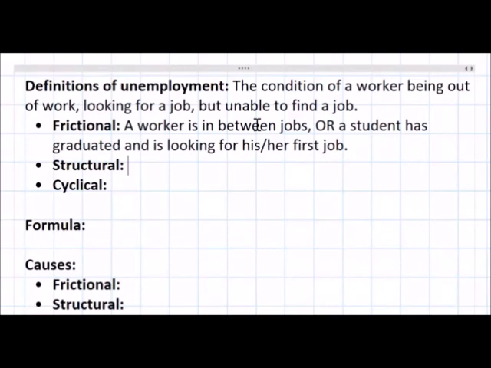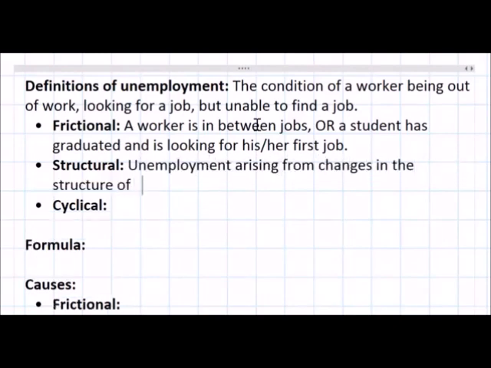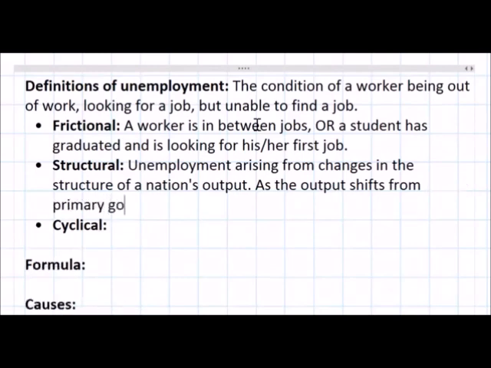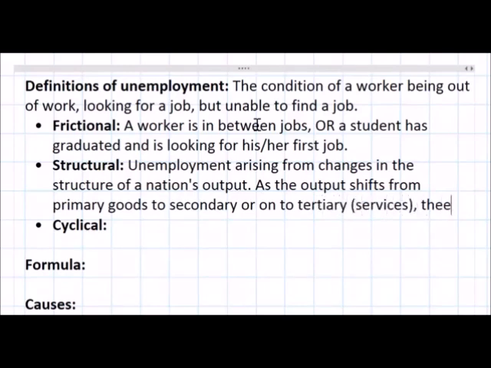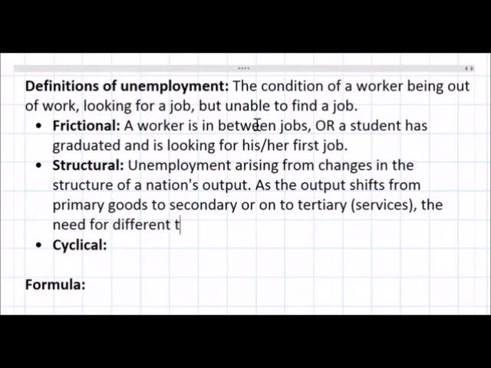A second type of unemployment that exists in every nation's economy is structural unemployment. This is unemployment arising from changes in the structure of a nation's output. Now, clearly we need some more information to get a good idea of what this is really referring to. For example, as the output shifts from primary commodities to secondary or on to tertiary, which refers to services, the need for different types of labor changes.